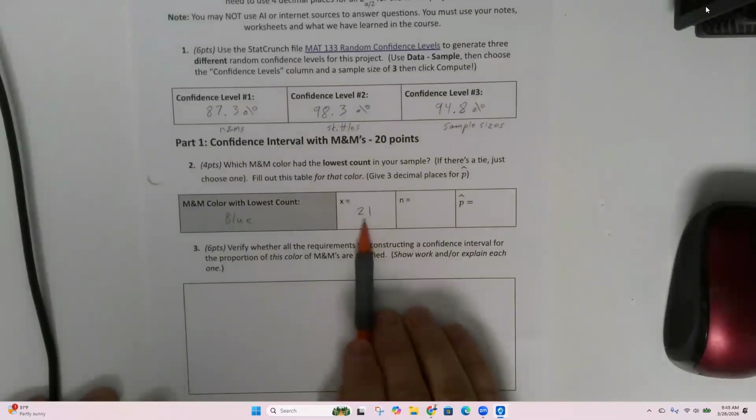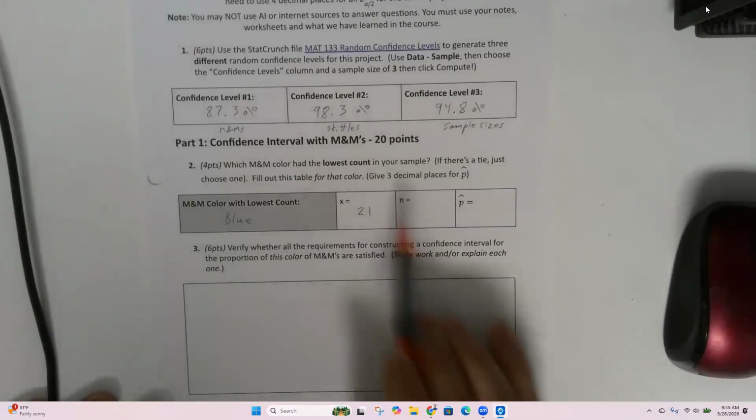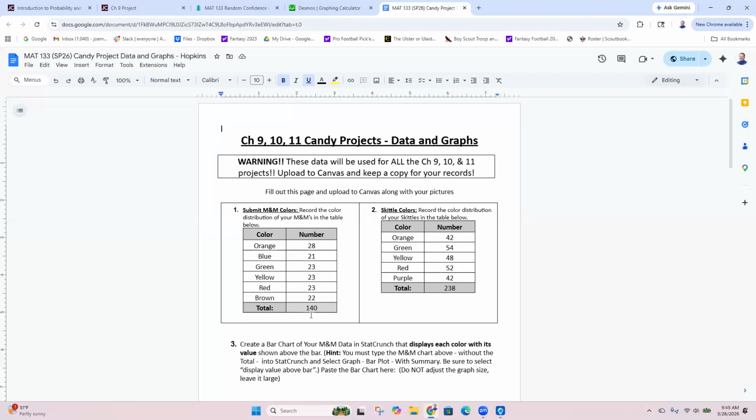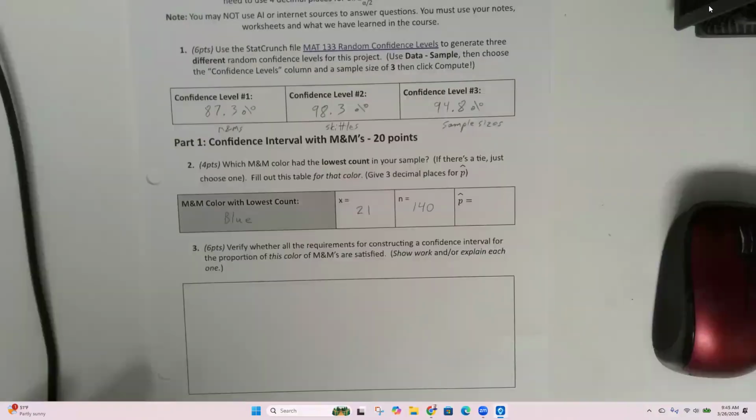So X is how many blues you had. N, you'll remember that we use the symbol N for sample size. Okay. So how big was my sample? I collected 140 M&Ms. That's how many I bought. So that is my sample size.